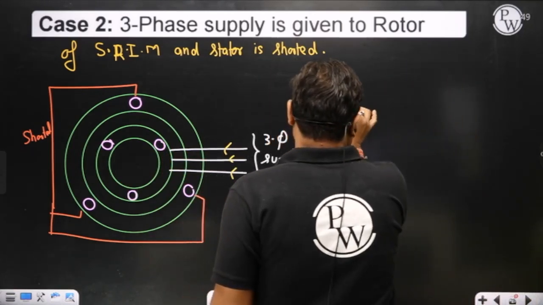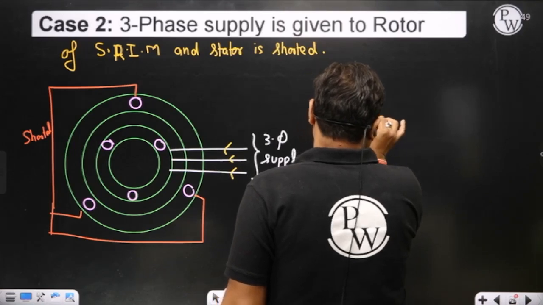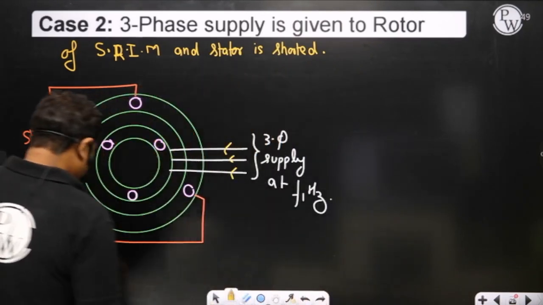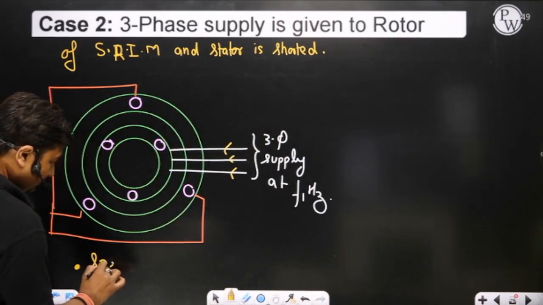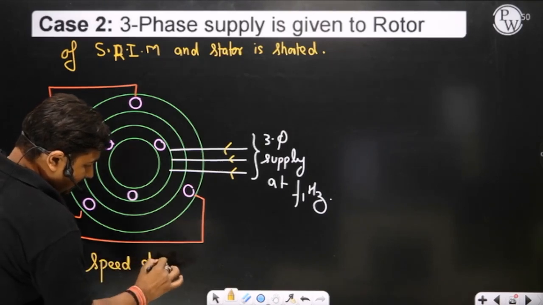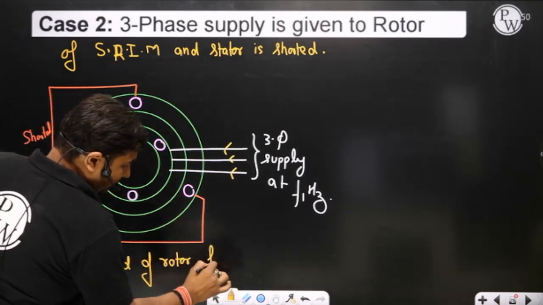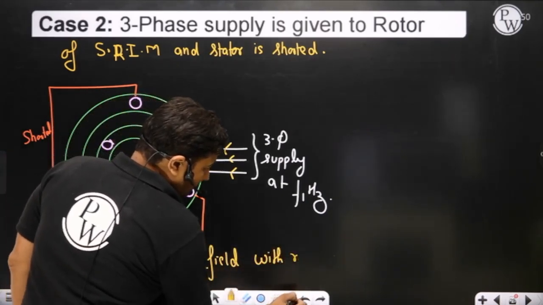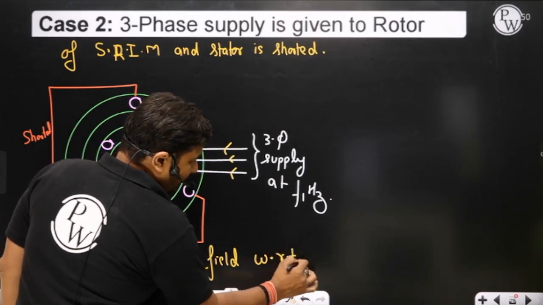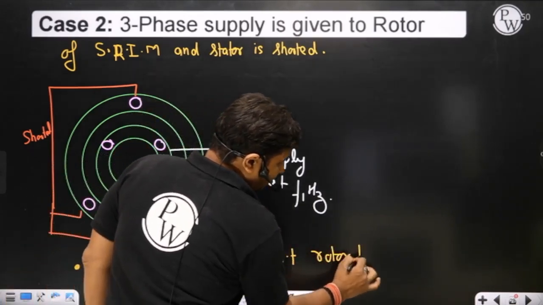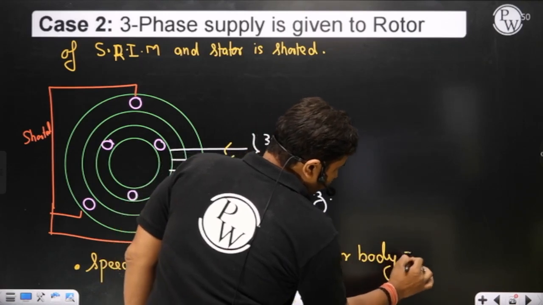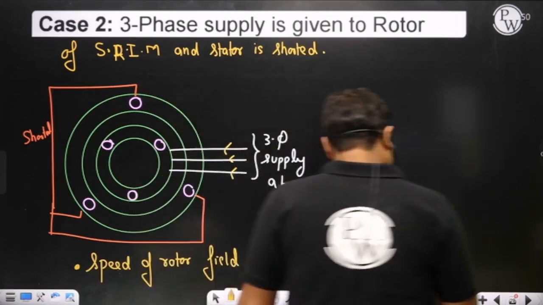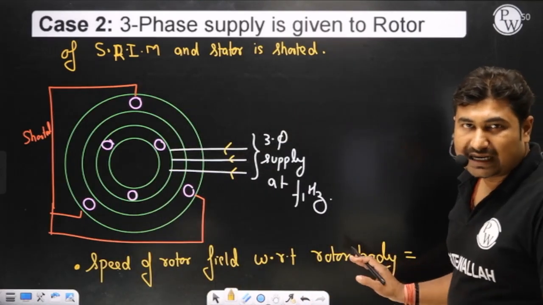So I am writing here: speed of rotor field with respect to rotor body. Sir, body means winding. Body and winding both are the same thing.